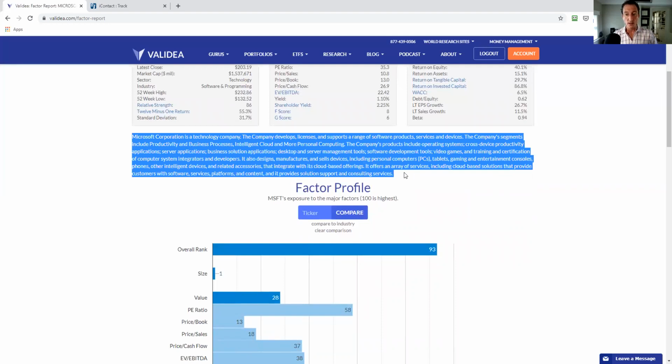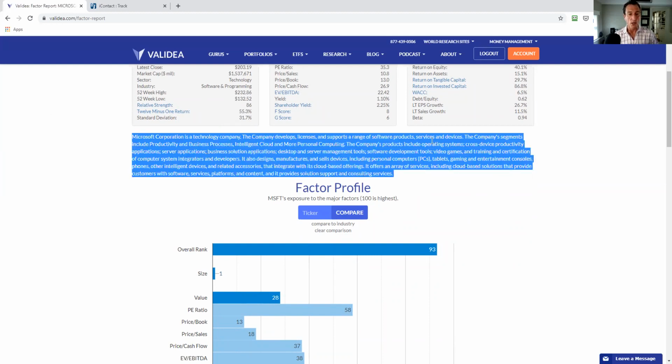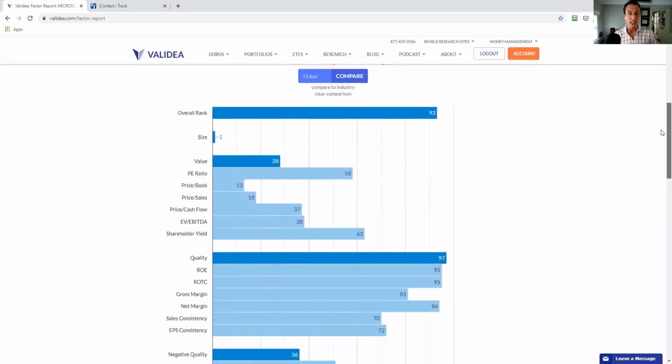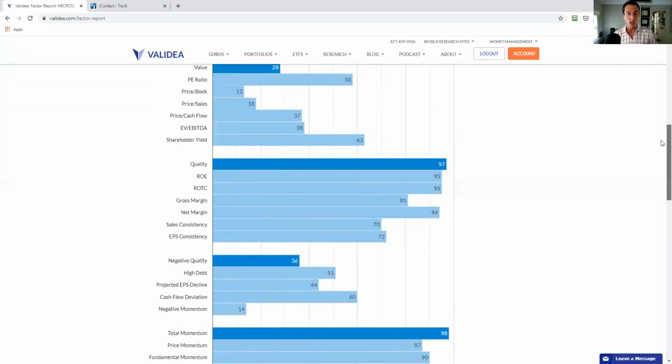We also give you a summary of what the company does. Of course, for many of the companies you would find on Validea, you may not know what they do. Microsoft, well, we know what they do, but there's a lot of companies you're not going to know, so having a company capsule here is important. As we scroll down, you're seeing the overall rank of Microsoft, based on these factors. Microsoft ranks pretty low on the value factor, which is understandable. It's not super cheap relative to other stocks in the market, but it does rank really high on the quality factor, which is what we would expect.